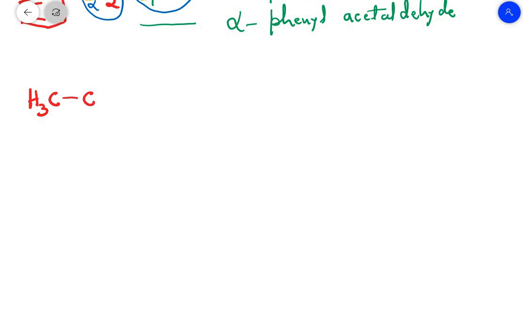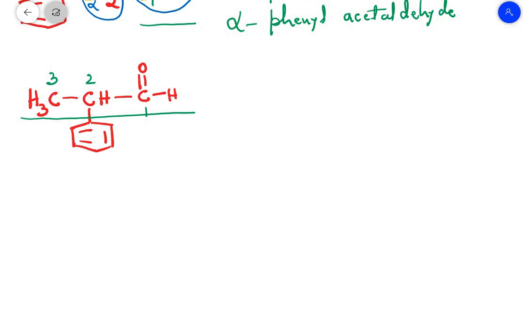Now let us move to another example. CH3 CH, and this is having a phenyl group here, followed by C double bond OH. Now numbering: first carbon, second carbon and third carbon. So this becomes the longest carbon chain. But at second position we have a phenyl group. So the name of this compound is 2-phenyl propanal.